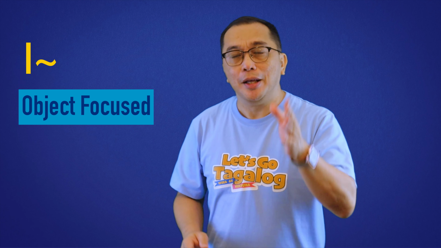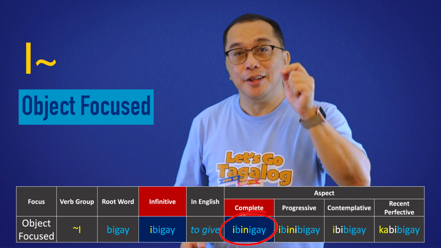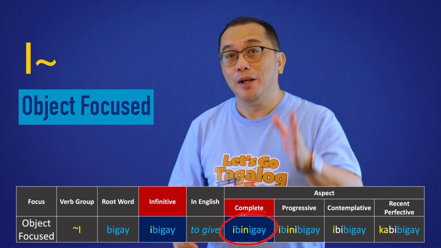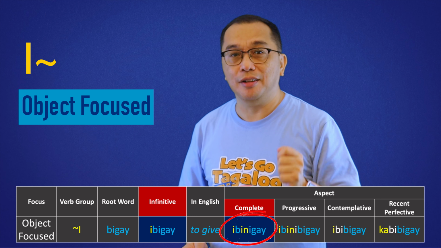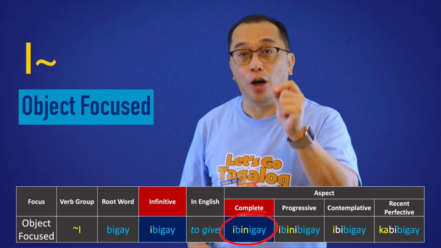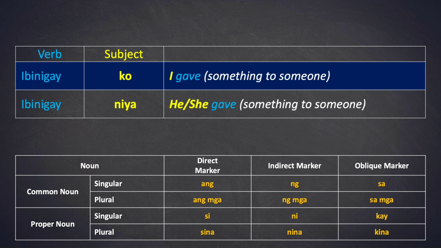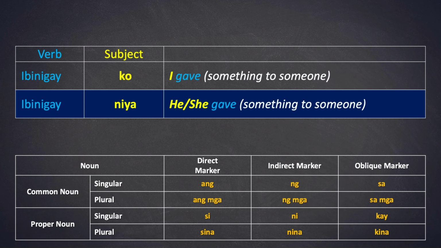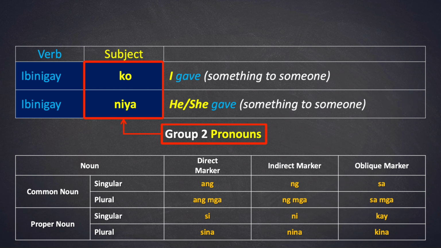Now, let's go to an e verb, an object-focused verb. Let's use the verb ibinigay, the completed form of the infinitive verb ibigay, to give. Remember, object-focused verbs emphasize on the object of the sentence. Ibinigay ko. I gave something to someone. Ibinigay niya. He or she gave something to someone. Ko and niya are group 2 pronouns that are normally paired with object-focused verbs.